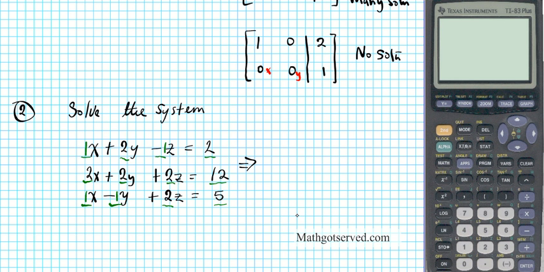Okay, so we're going to have a 3 by 4 matrix. Let me show you what the augmented matrix looks like. The augmented matrix is going to be 1, 2, -1, 2 for the first row, 2, 2, 2, 12 on the second row, 1, -1, 2, 5 on the third row. So you have a 3 by 4 matrix. Alright, so I'm going to store this in matrix B, and I'm going to carry out my operation, reduced row echelon form, on matrix B.